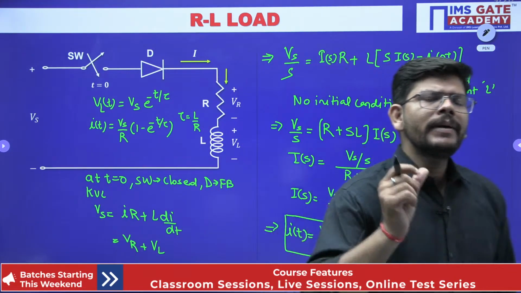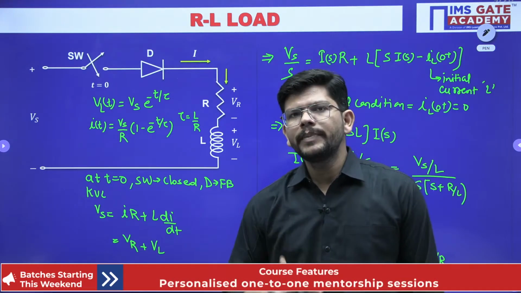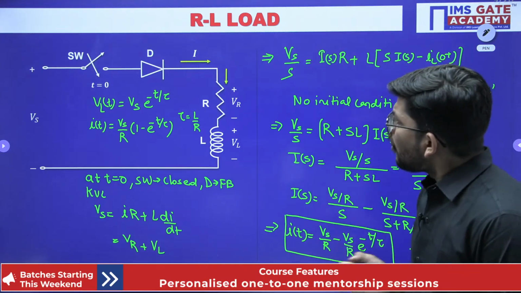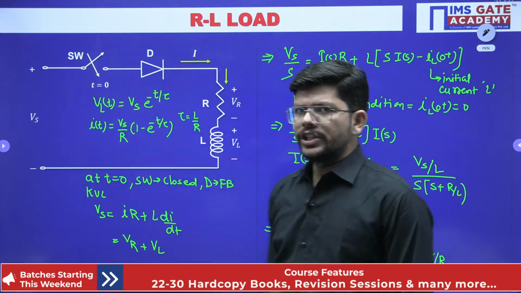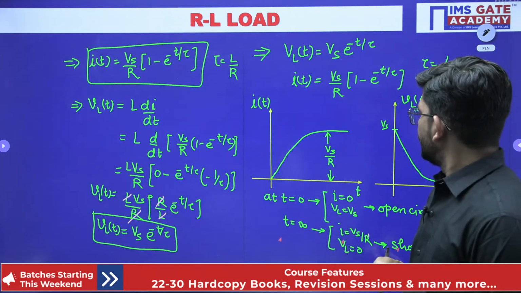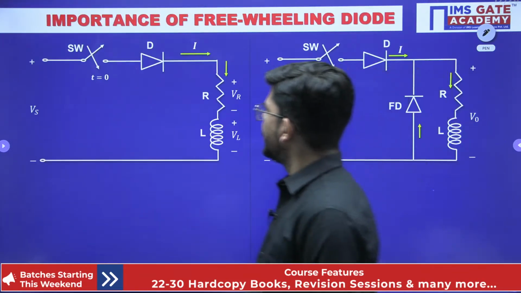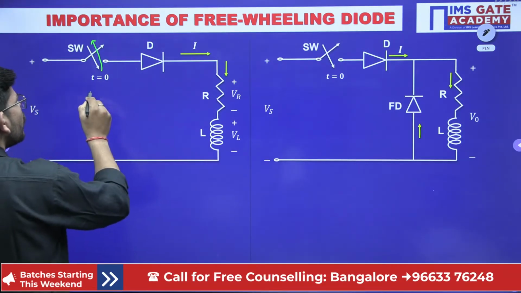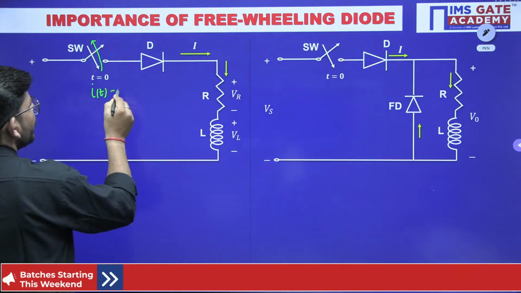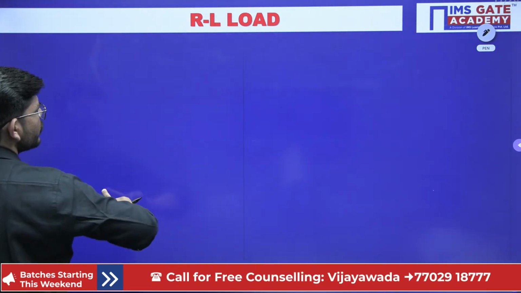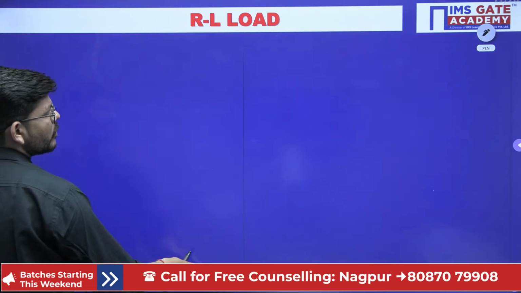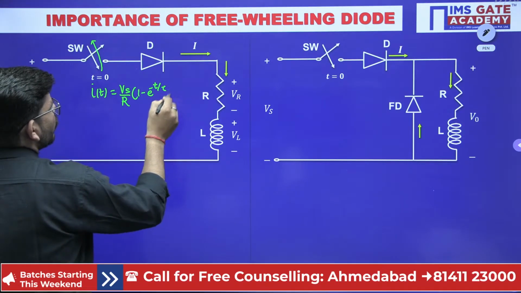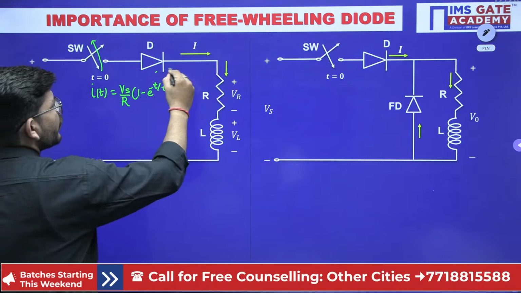Now let me ask you one thing, a special case that you will see generally in power electronics. What if I am opening the switch, then what will happen? If the switch gets open, what is the expression of my current here? The expression of current that we have obtained is Vs upon R times (1 minus e to the power minus t upon tau). So this current is flowing in the circuit.